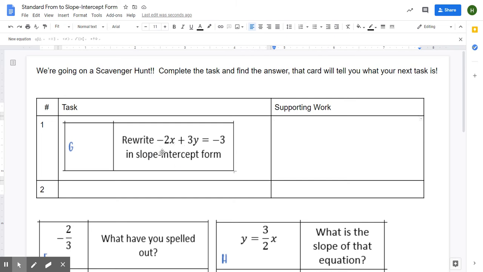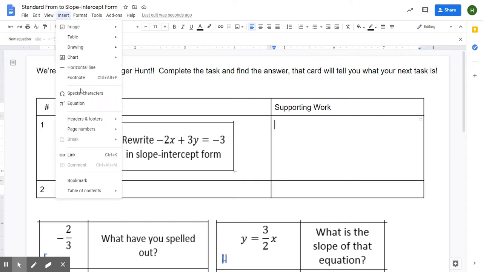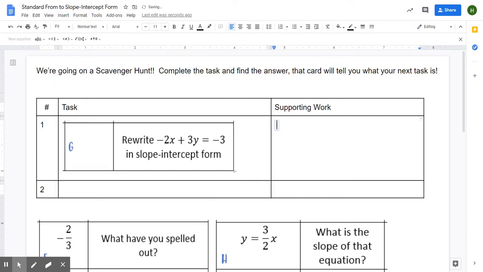So first we need to rewrite negative 2x plus 3y equals negative 3 in slope-intercept form. Here we want to be able to show our work, and so we want to insert an equation. We're going to be able to write our equations and show our work a little bit easier here. So we're going to start with our negative 2x plus 3y equals negative 3. And here it's asking us to put it in slope-intercept form.